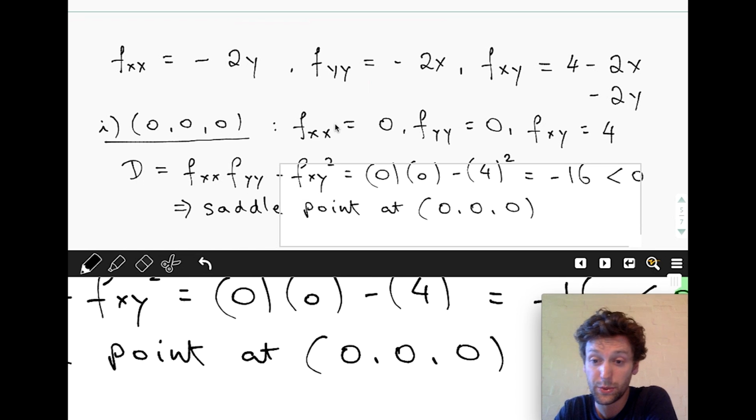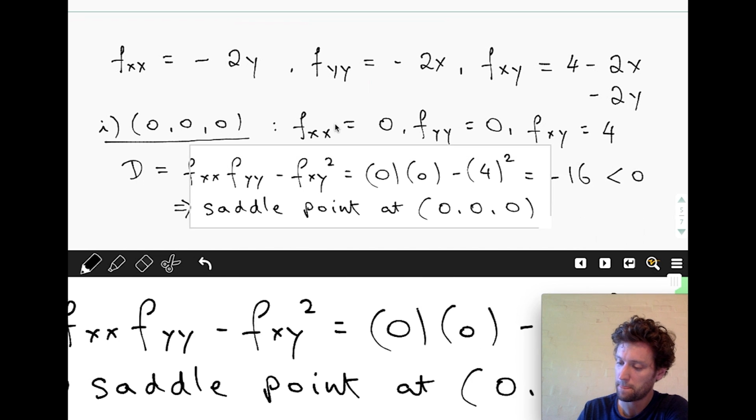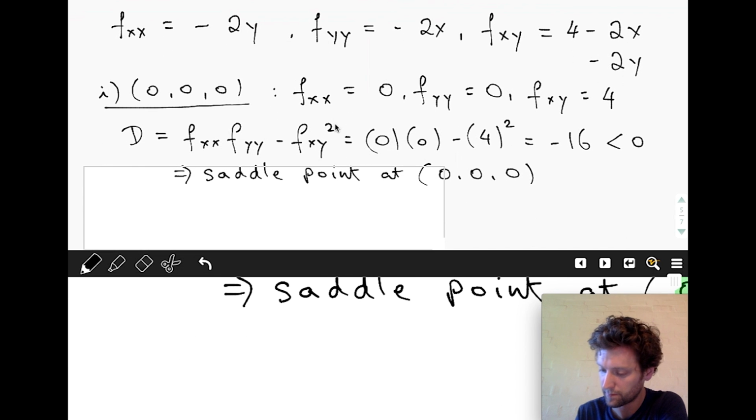Now with saddle points, I don't need to do anything else. I don't need to identify whether it's a max or a min. I know it's a saddle point. Next case.